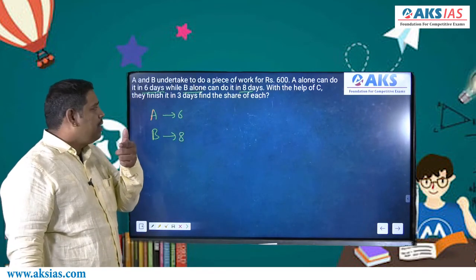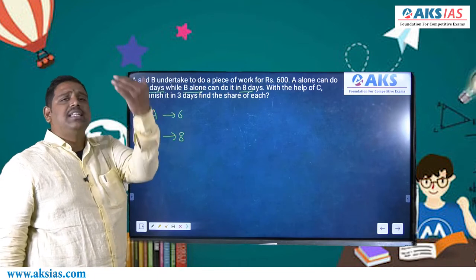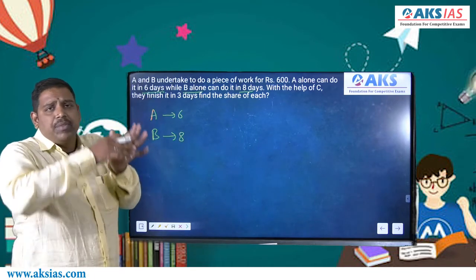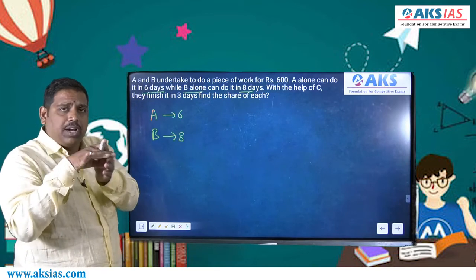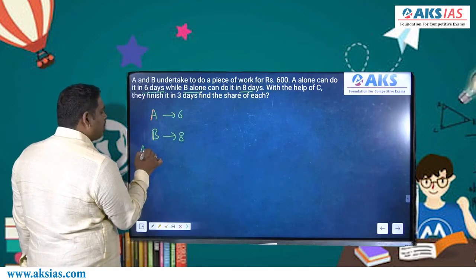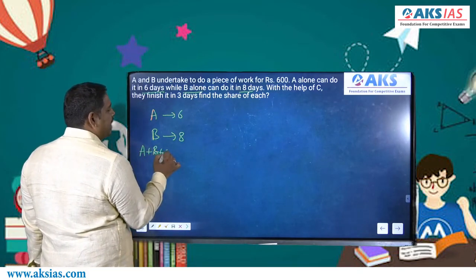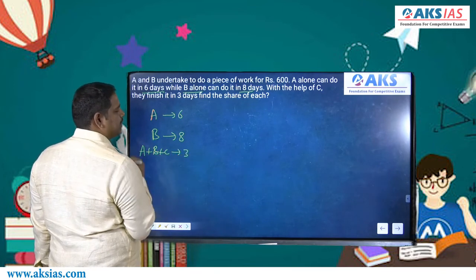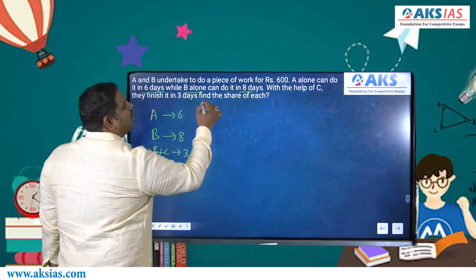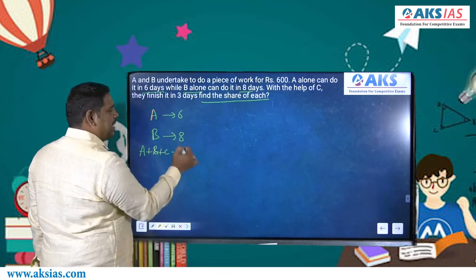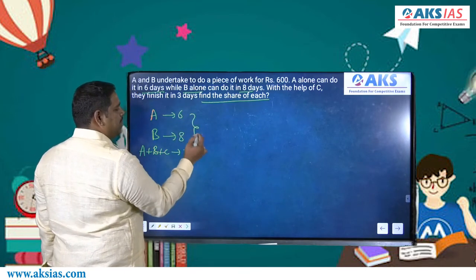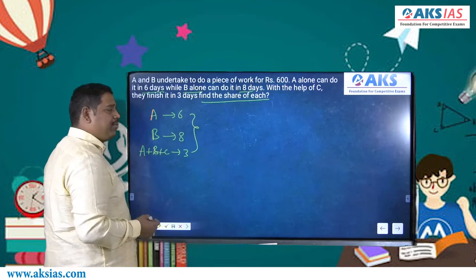Observe a point. With the help of C, they finished in 3 days. That means A is working, B is working, and C's help is also taken. That means A, B, C all are working, and they can do it in 3 days. Then find the share of each. Okay, 6, 8, 3. Let's go with the LCM. The LCM of 8, 3, 6 is 24.